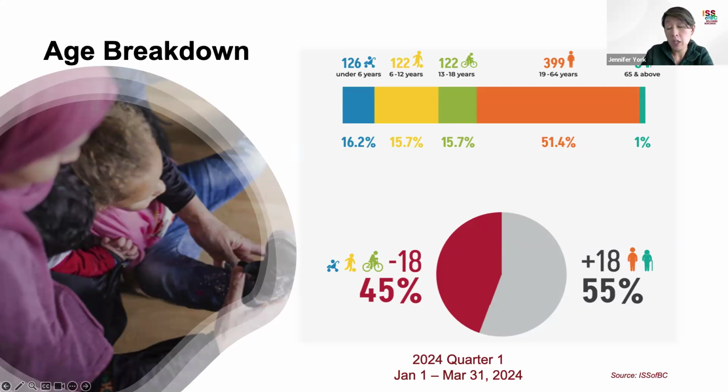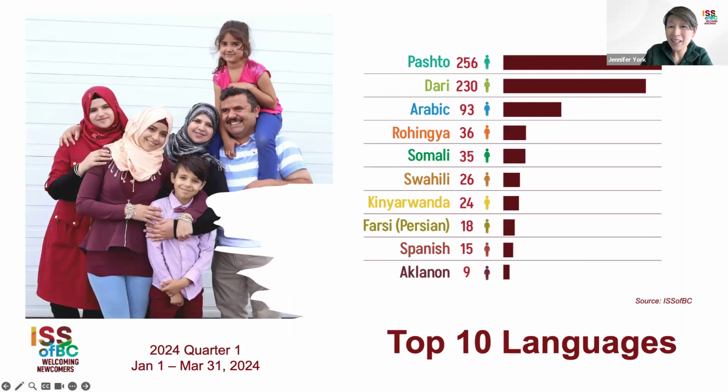Top 10 languages that we have seen in the first quarter: Pashto and Dari, languages that are spoken in Afghanistan, Arabic, Rohingya, Somali, Swahili, Kenya, Rwanda, Farsi, Spanish, and Alcalan. And this is just the top 10. As you can see, it is quite varied and diverse.